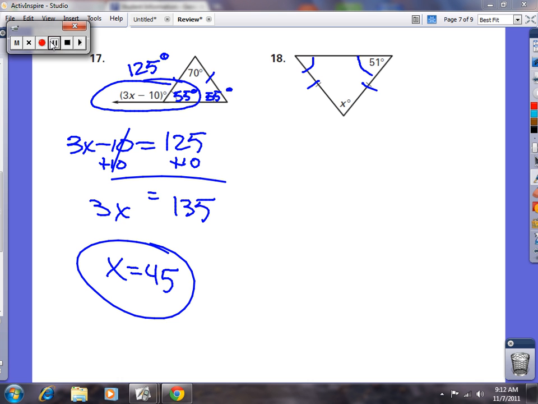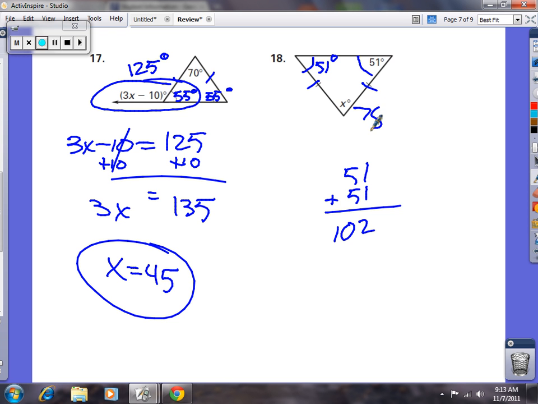So, let me finish this. If they're equal, this one is also 51 degrees. So far I've used 51 degrees and 51 degrees, I've used 102 degrees. So if I've used 102 and there's only 180, x has got to be 78 degrees.